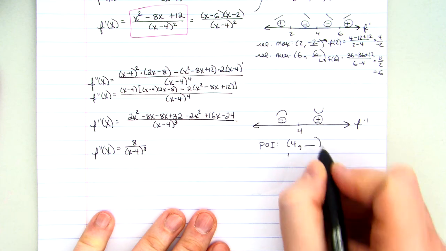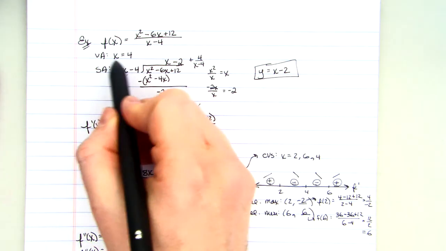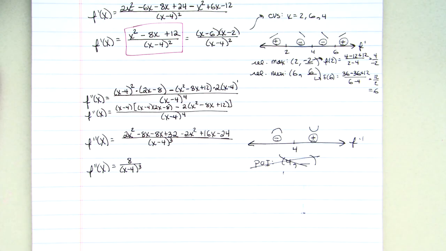Oh, wait a minute. Go back to the original. We've got a vertical asymptote at x equals 4. So nope, concavity is changing there, but no actual point of inflection. See if you can put all this together and sketch the graph.